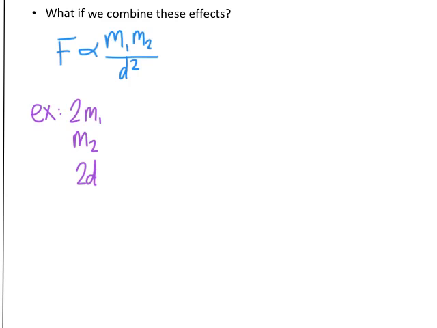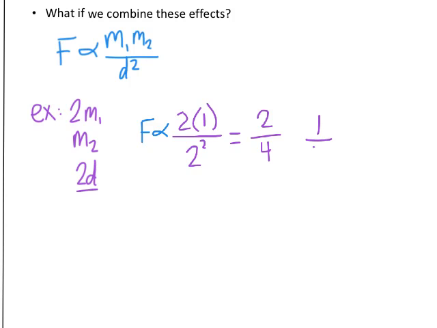What I'm going to do is substitute into my proportionality the coefficients. So I've doubled one of the masses, so I'm going to put a 2 in for that one. I did not change my second mass, so I'm going to put a 1 as a placeholder. On my distance, I doubled it, so I'm going to say 2, but remember the distance gets squared. This is going to give me 2 divided by 4, and that tells me that my new force is 1/4 the value of my old force.